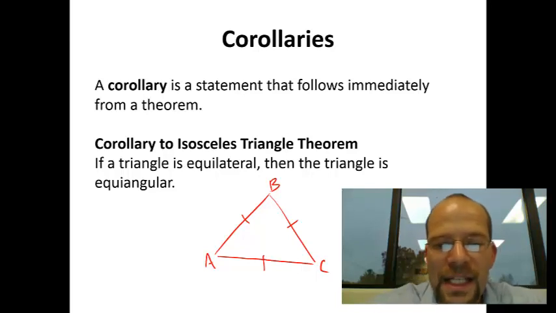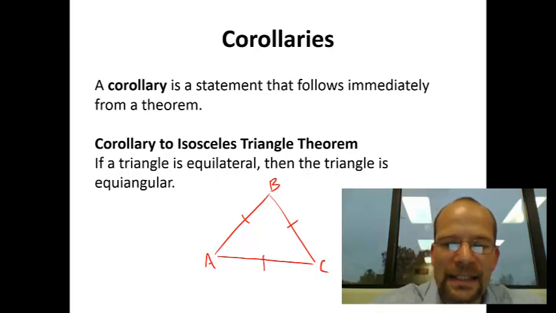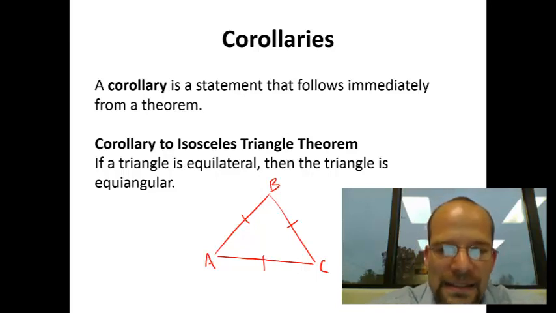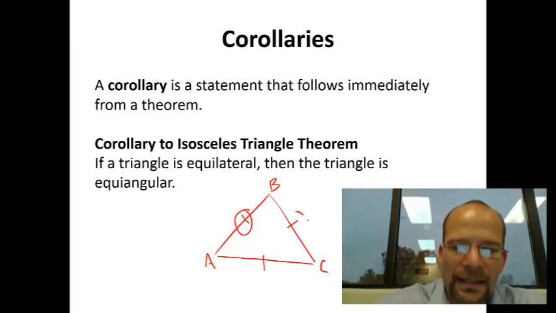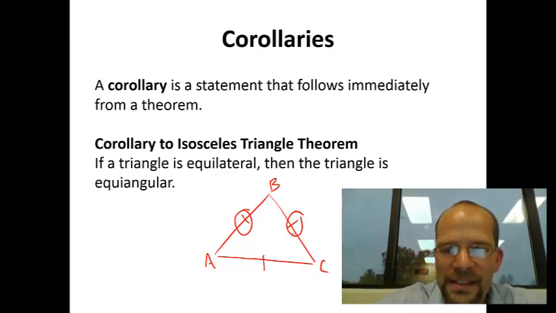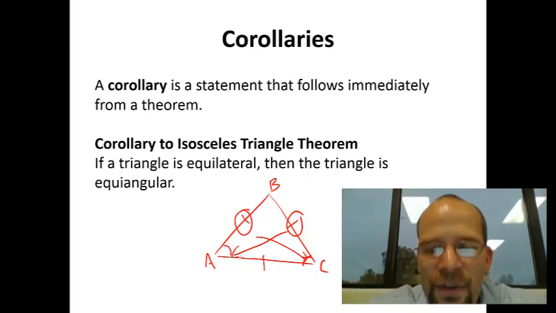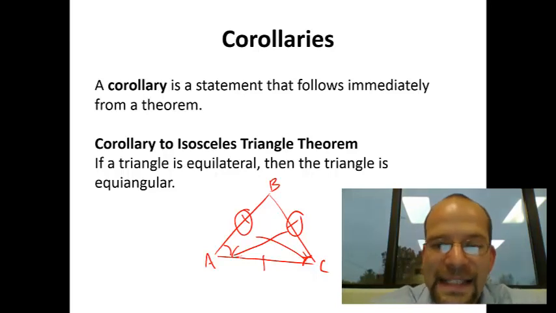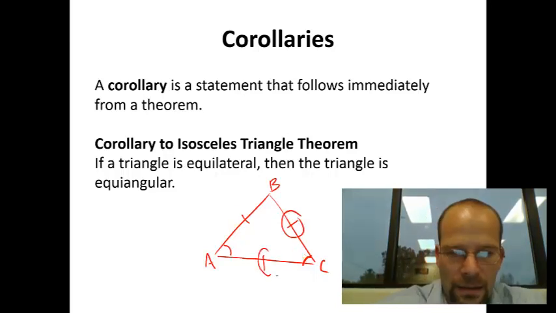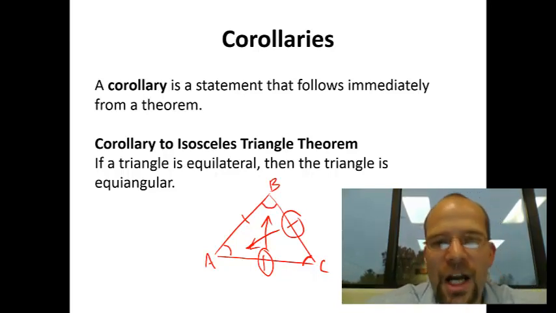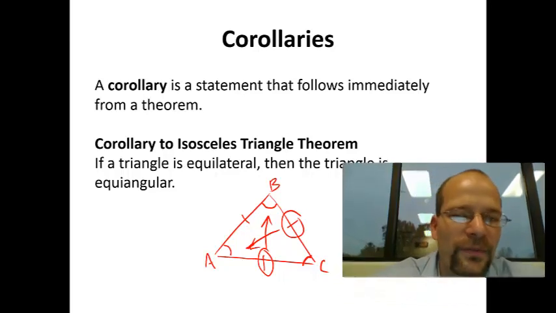So for instance, if we look at side AB and side BC, with side AC as the base, well, we know that since they're congruent, then opposite angles must be congruent, which means angle A is congruent to angle C. Now we shift our focus, and instead we look at sides AC and BC. When we do that, we find again that the angles opposite those sides are congruent. And so we find that angle B is congruent to angle A is congruent to angle C, and we've proven the corollary.